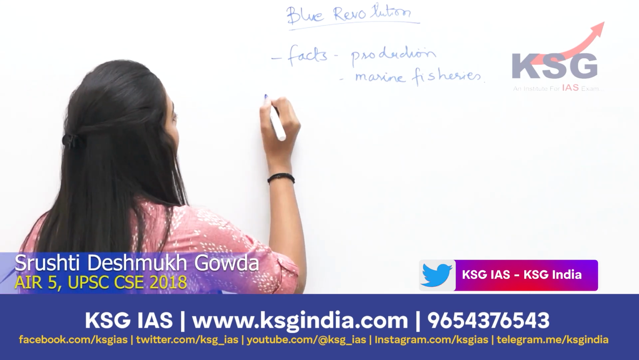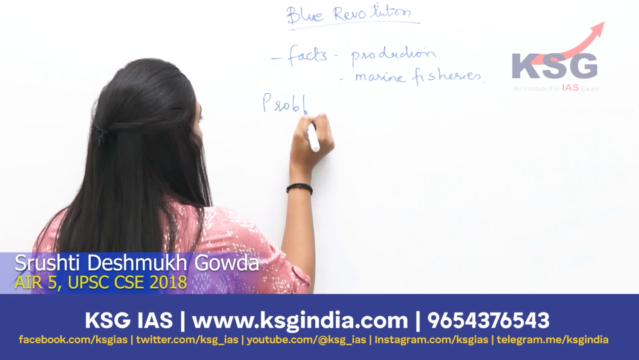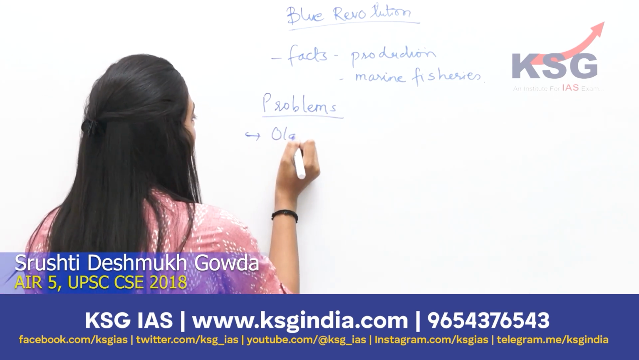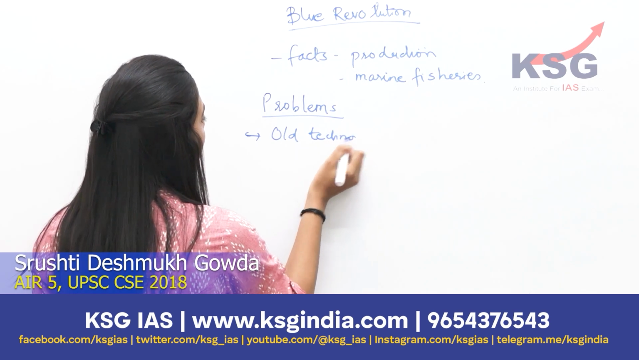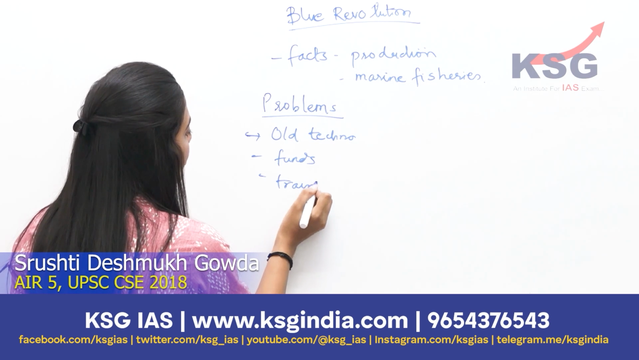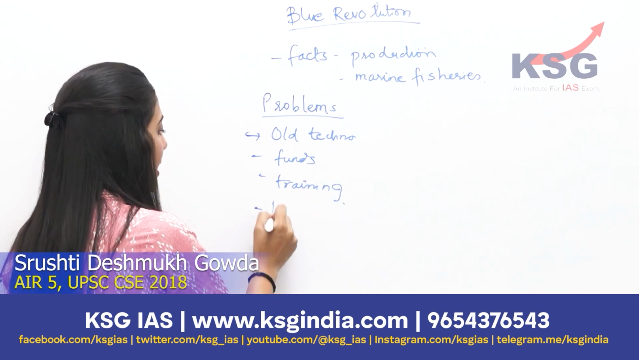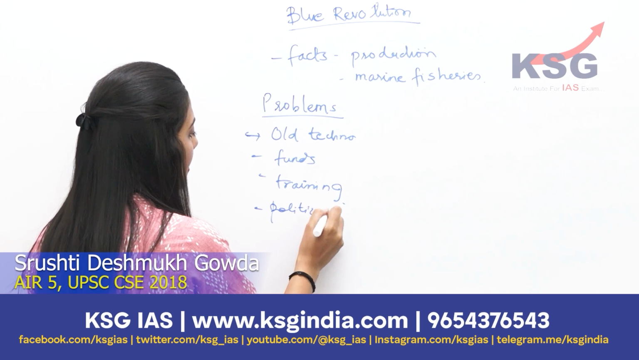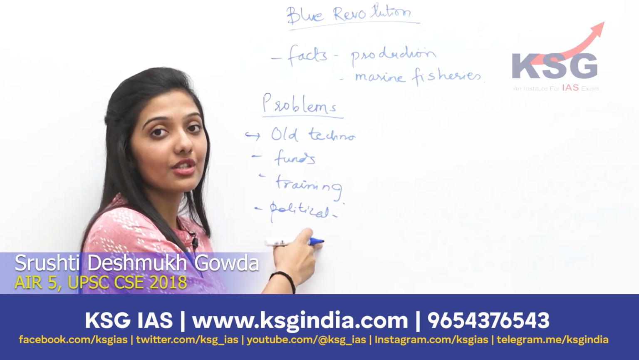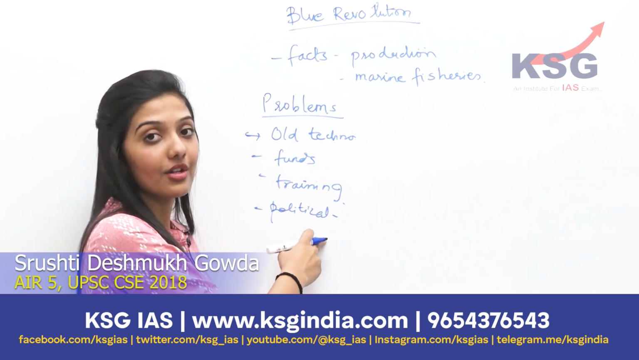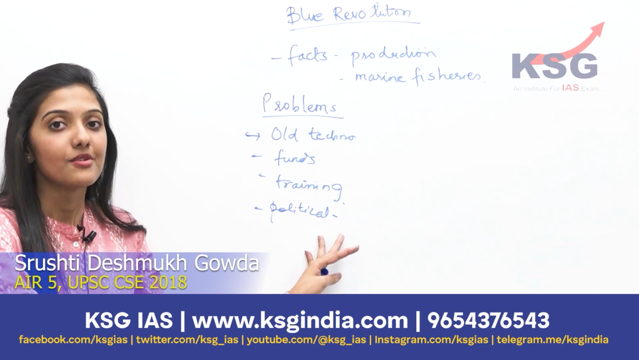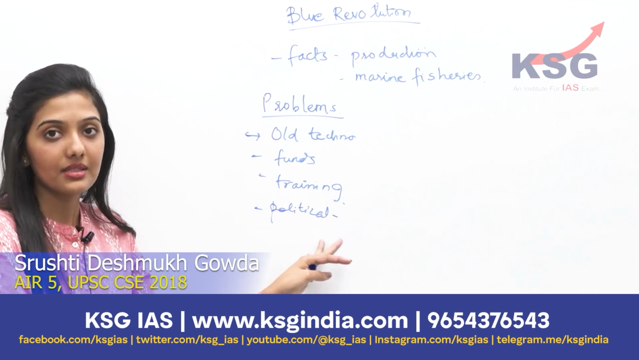So we read about the problems, that how there is old technology right now with us. We don't have modern technology. There's lack of funds. There's lack of training for the fishermen that are coming in. Then there are political problems. For example, when our fishermen cross the boundaries and reach Sri Lanka, and somehow they are caught. So that's a kind of a hindrance for people living in Tamil Nadu or Kerala. So that's a problem for our pisciculture as well.